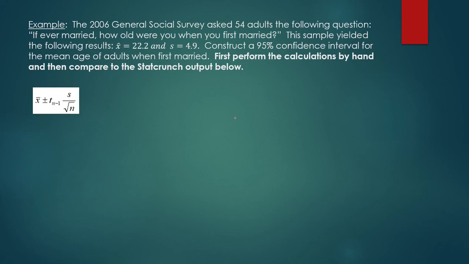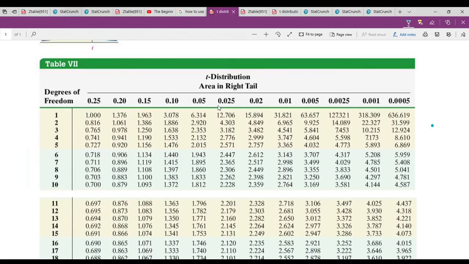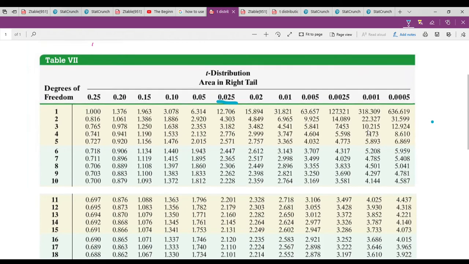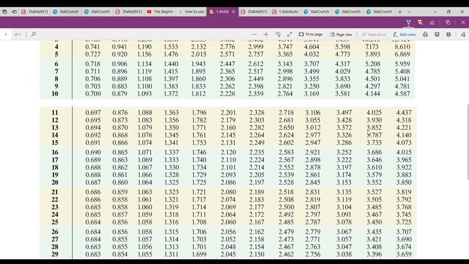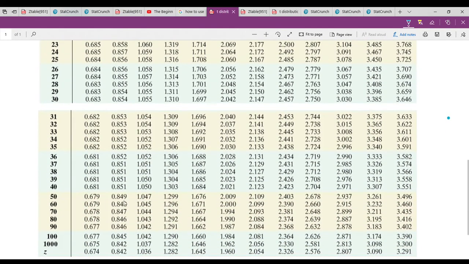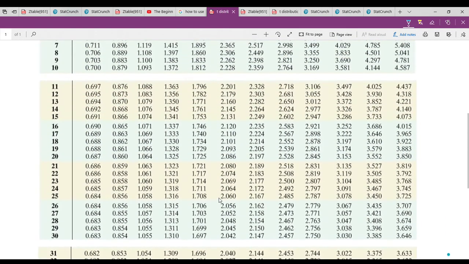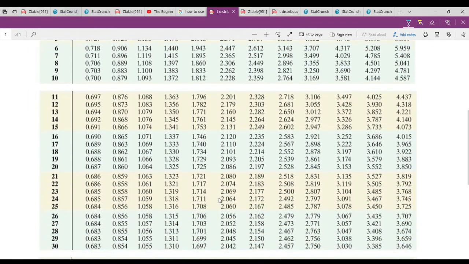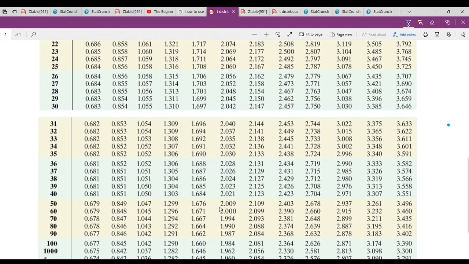Since the degrees of freedom is less than 1,000, we're going to use T instead of Z. We'll calculate 1 minus 0.95 divided by 2, and that gives us 0.025. Since n is 54, the degrees of freedom is 53, and the closest one is 50, so that gives me a critical value of 2.009.